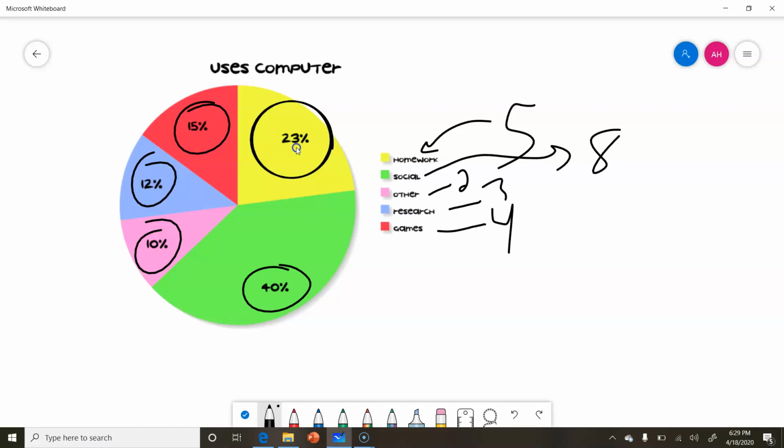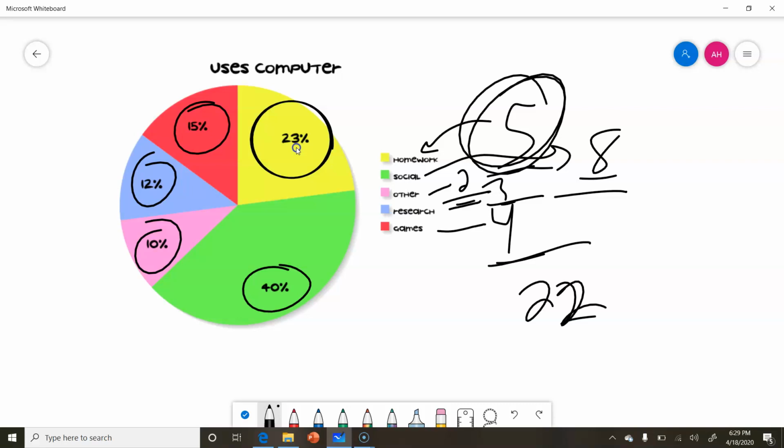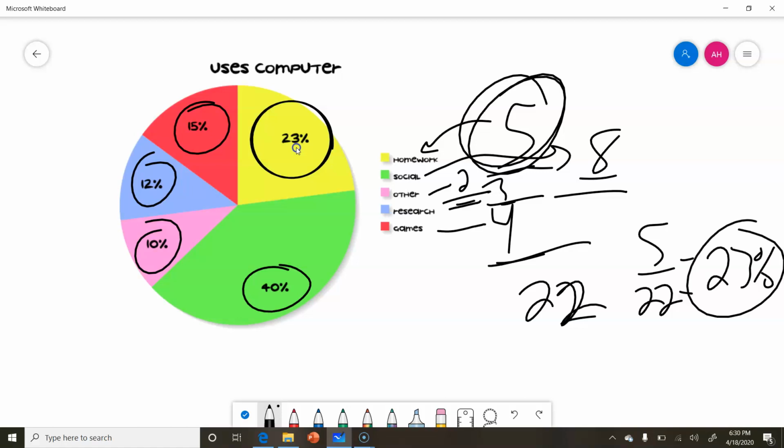Okay, the way we would find that is we have to add up the numbers of each one. So in this case, it would be 5 plus 8, which is 13, plus 2 is 15, plus 3 is 18, plus 4 is 22. So if I want to know the percent of homework, I would just do 5 divided by 22. Okay, and 5 divided by 22 is 23%. So that's how I would do that, and I do that for everyone.